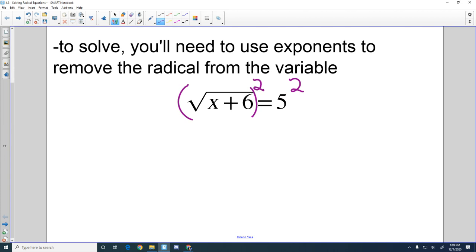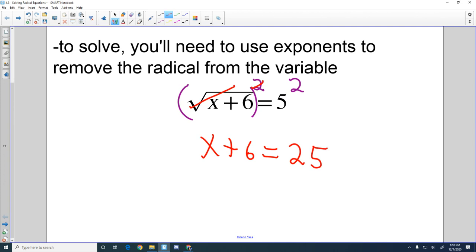And so on the left side, we've got the square root of something squared. All that happens here is the square root and the square cancel each other out because they're opposite operations. It's like adding 2 and subtracting 2. You're right back to where you started. So we just write x plus 6 equals. Then on the right side, we can actually perform that calculation. And everybody, what is 5 squared? 25. Nailed it.